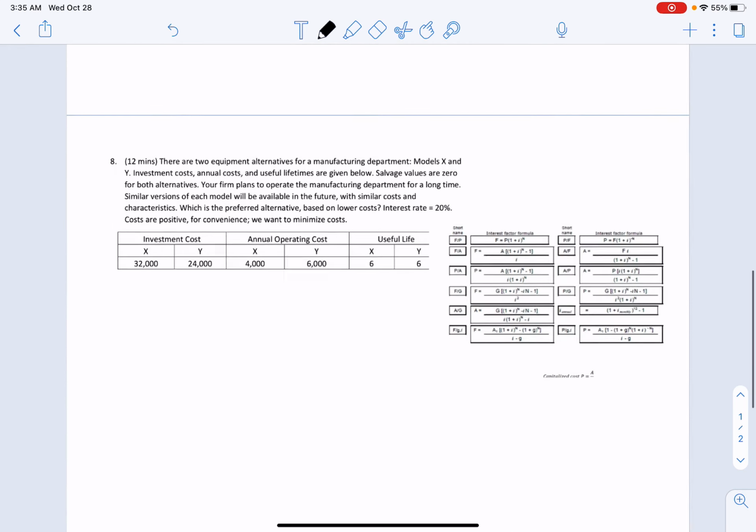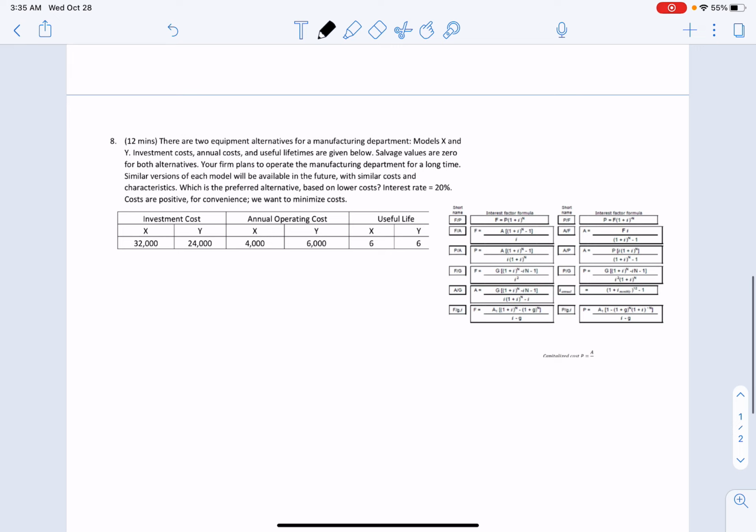Next, I'm going to be doing an alternative problem, and these are very, very important in the real world because it's very realistic that in an engineering position, especially industrial engineering, you're going to be choosing between alternatives, and that's ultimately what's going to save the company sometimes millions of dollars. So, in this case, let's read it.